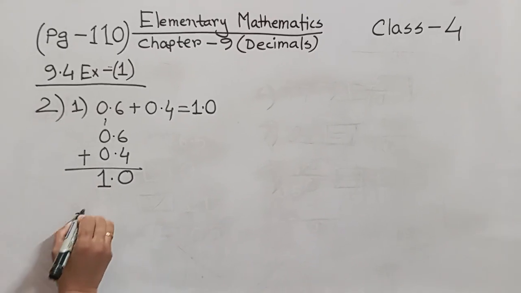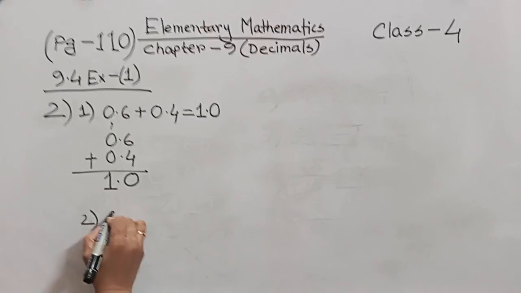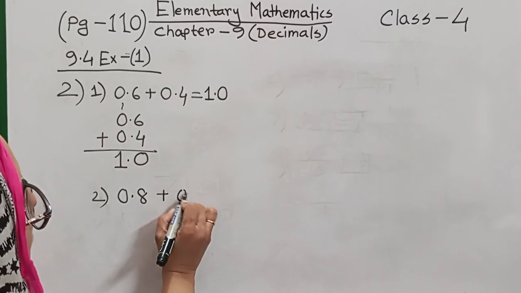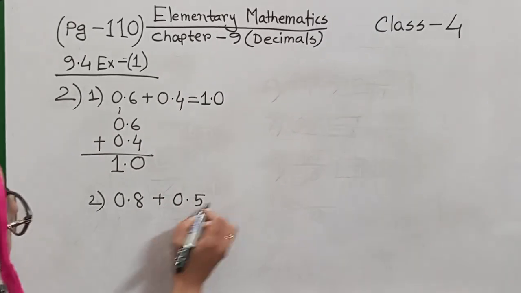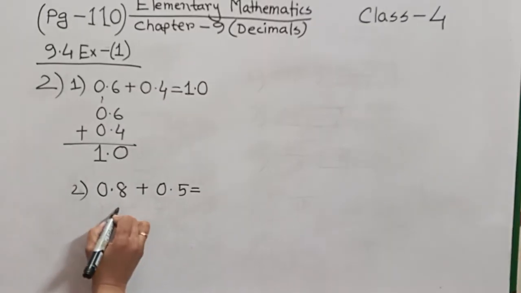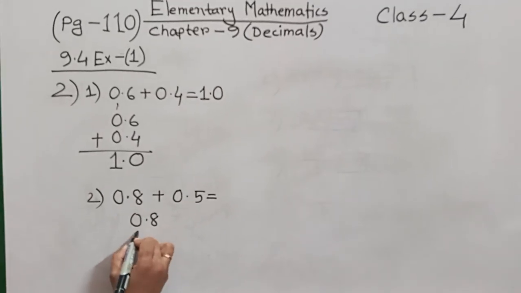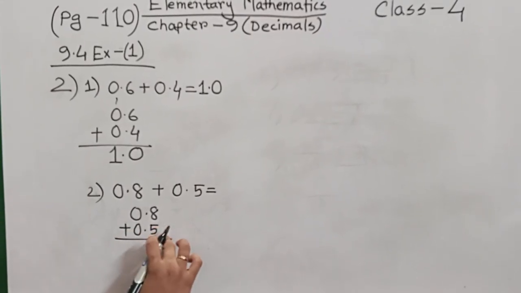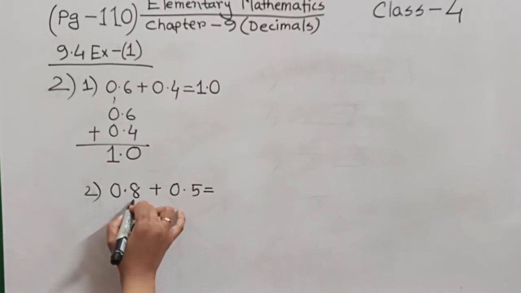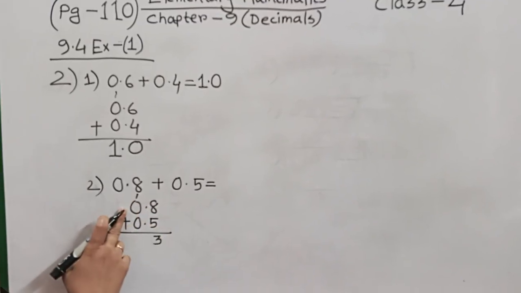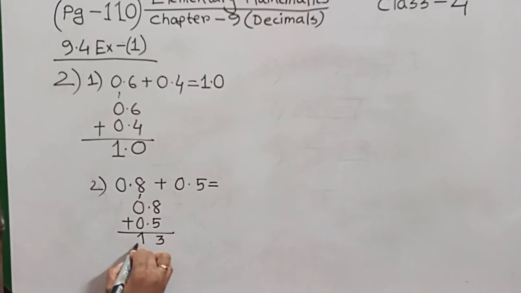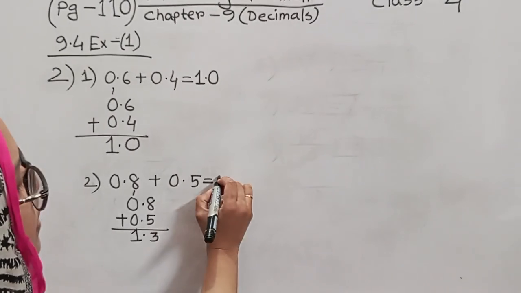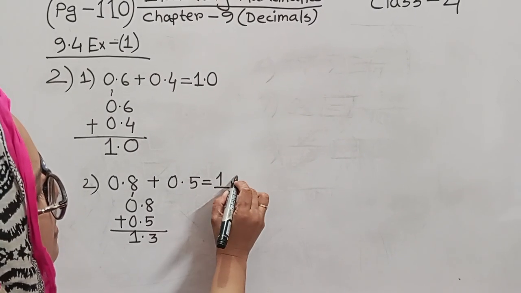2. 0.8 plus 0.5 equal to, what will be the answer? So 0.8, 0.5. 8 plus 5, 13, 3, in hand 1. 1 plus 0, it will be 1. And the decimal point will be here. So after the addition, we got the answer is 1.3.